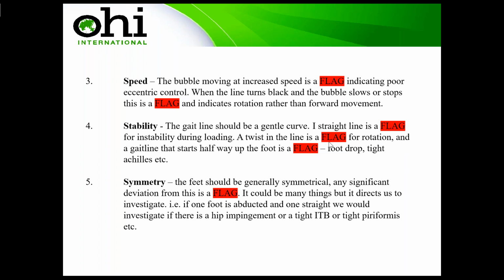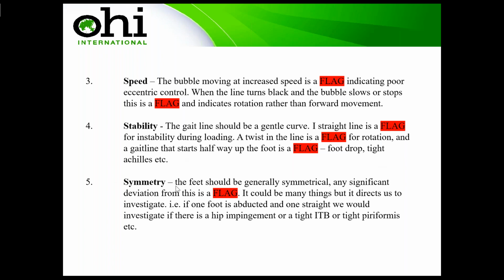If the gait line starts halfway up the foot, I'm sure everybody here that has done a scan will have seen the gait line start halfway up the foot, that's a flag. But it could be foot drop. It could be someone who's had Achilles surgery. It could be someone who's a toe walker. Flags are just telling us what is wrong on the scan, and then we go to that area and we do our diagnostic with the patient, we get our hands on, we take a good history, and we find out why that is happening.